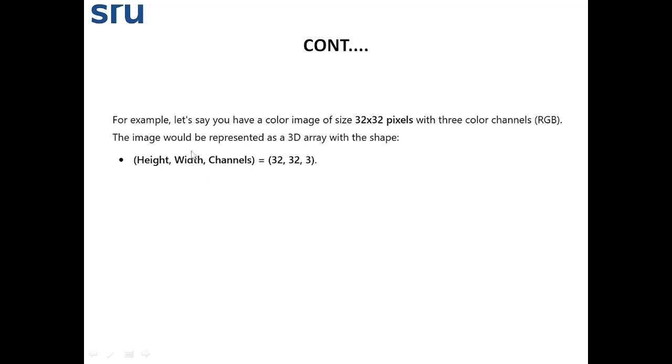So let us take an example. Suppose you have a color image of size 32 cross 32 pixels with three color channels: red, green, blue. The image is represented as a 3D array with the shape height, width, channel. So here 32 into 32 pixels and 3, as a 3D array with the shape.